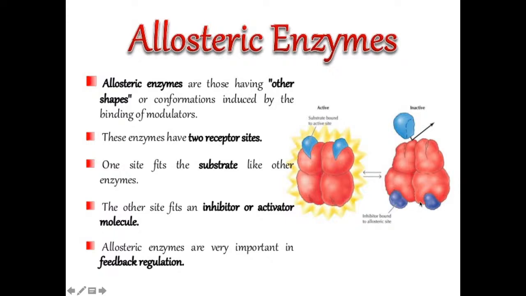Here the inhibitor tends to bind over the allosteric site, which will make your active site inactivated. But on the other side, the substrate is binding to the active site, while on the allosteric site your inhibitor is not bound.